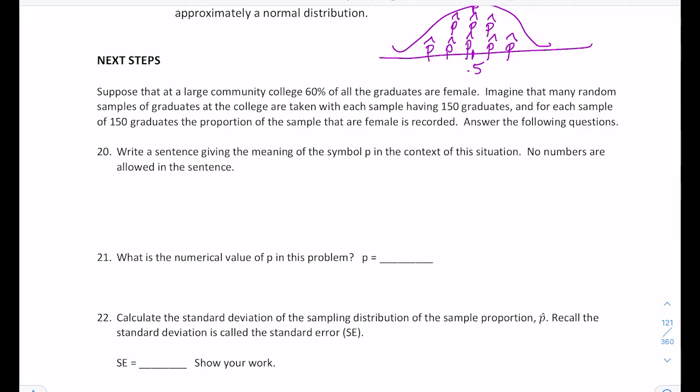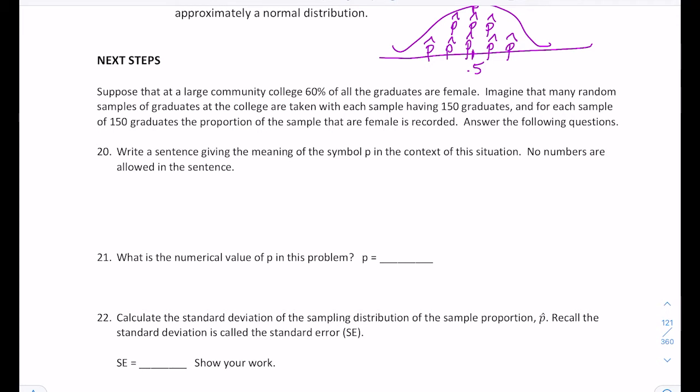So this first question says, suppose that at a large community college, 60% of all the graduates are female. Imagine that many random samples of graduates at the college are taken, with each sample having 150 graduates, and for each sample of 150 graduates, the proportion of the sample that are female is recorded. Answer the following questions. Okay, so I want you to think about that first of all.